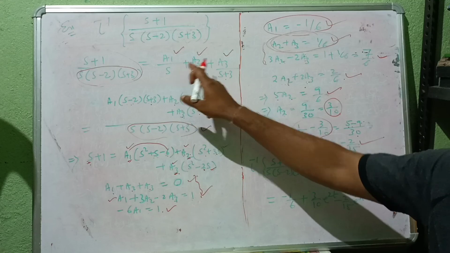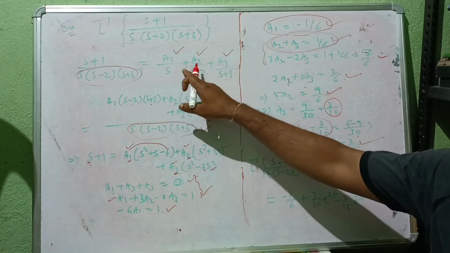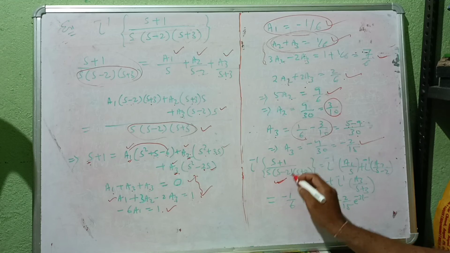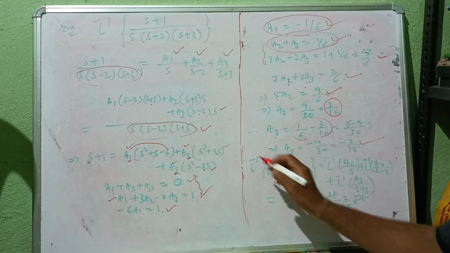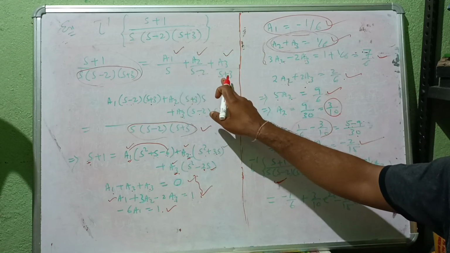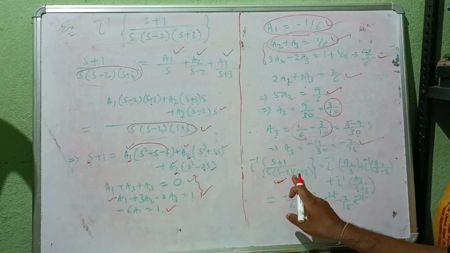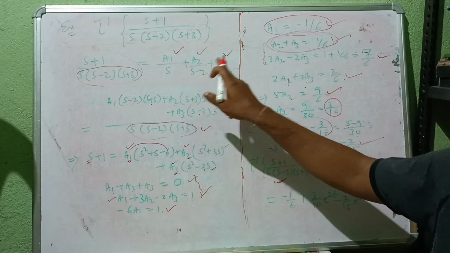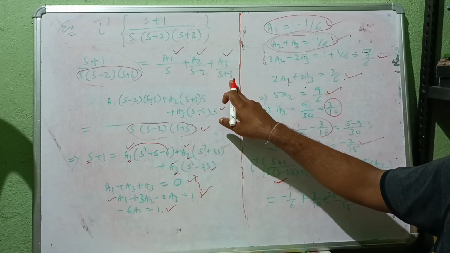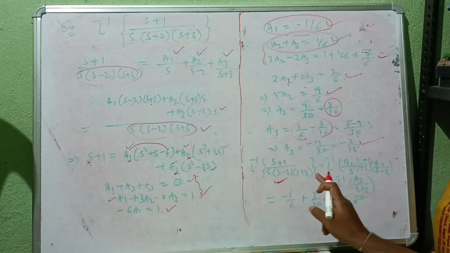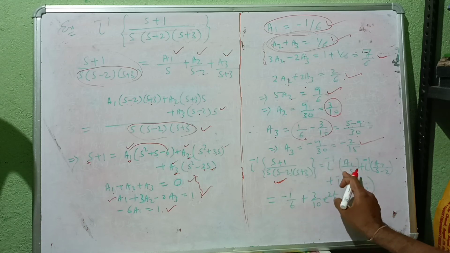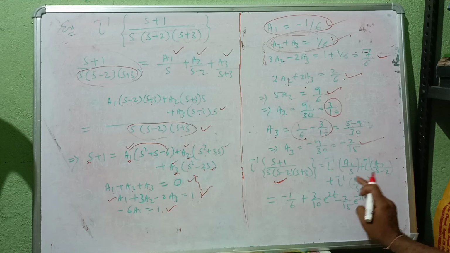So now put the values of a1, a2, a3 here. To find the Laplace inverse of s plus 1 by this, this bracketed term is equal to this plus this plus this. So Laplace inverse of this term means Laplace inverse of this plus Laplace inverse of this plus Laplace inverse of this, because it satisfies the linear property. So Laplace inverse of a1 by s, Laplace inverse of a2 by this, Laplace inverse of a3 by s plus 3.